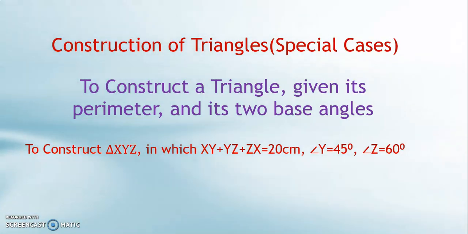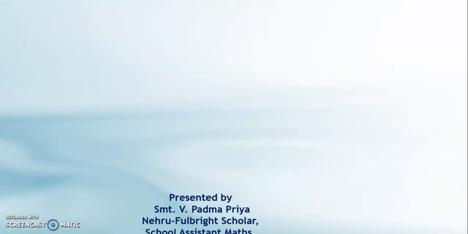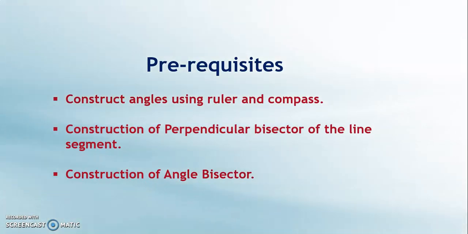And two base angles, angle Y is equal to 45 degrees and angle Z is equal to 60 degrees, are given to us. With this information, we need to construct the triangle XYZ, and that's how it is a very special triangle. Now, what do we need before constructing this special triangle?